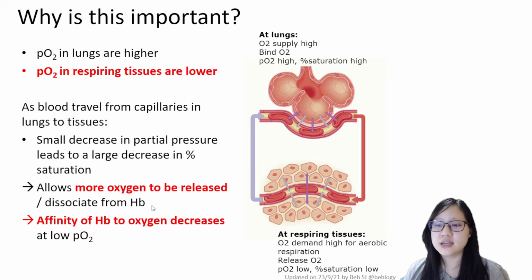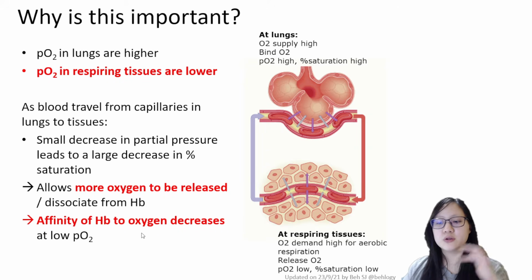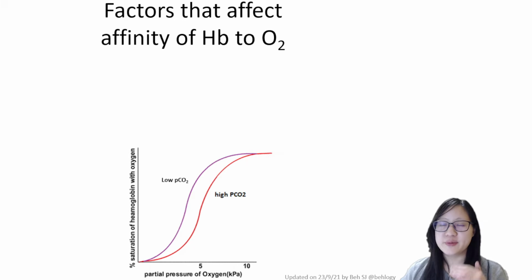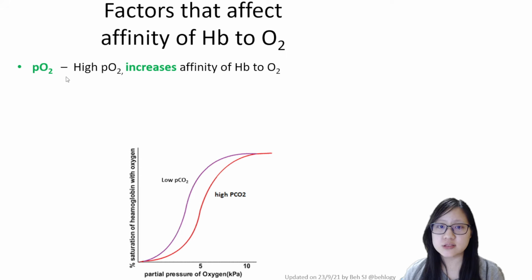And in the process, this decrease in partial pressure of oxygen basically decreases the affinity of hemoglobin to oxygen. So basically, what we're saying is partial pressure of oxygen can increase the affinity of hemoglobin to oxygen. The more oxygen there is, the higher the percentage saturation. And the S-shaped curve makes it more efficient.